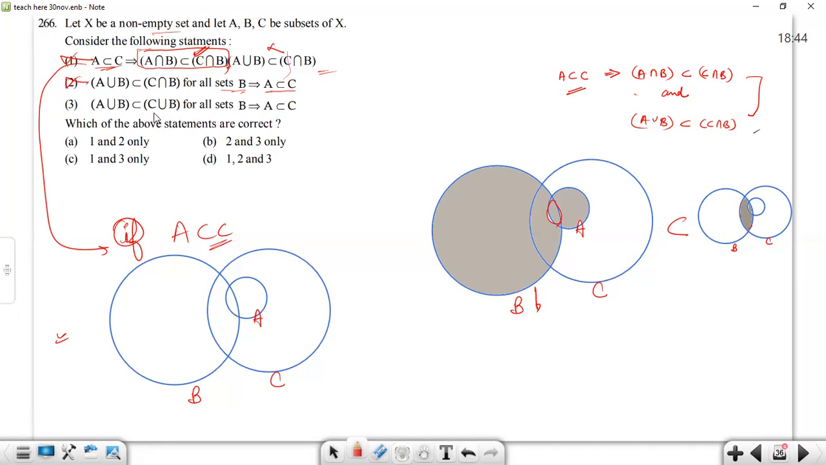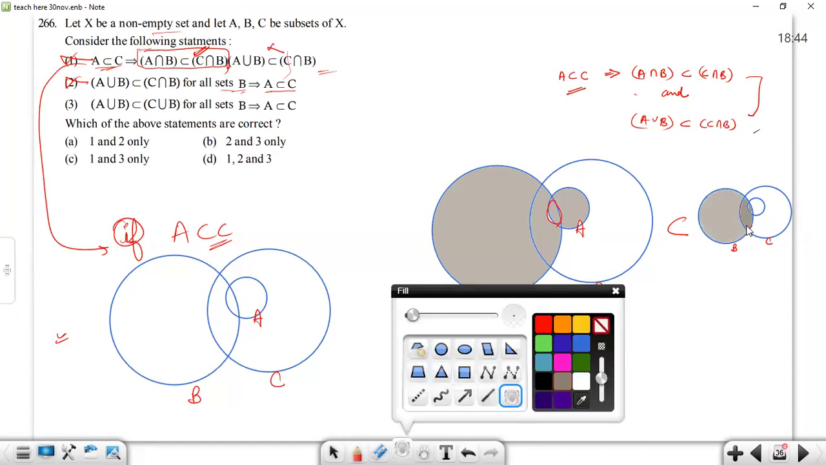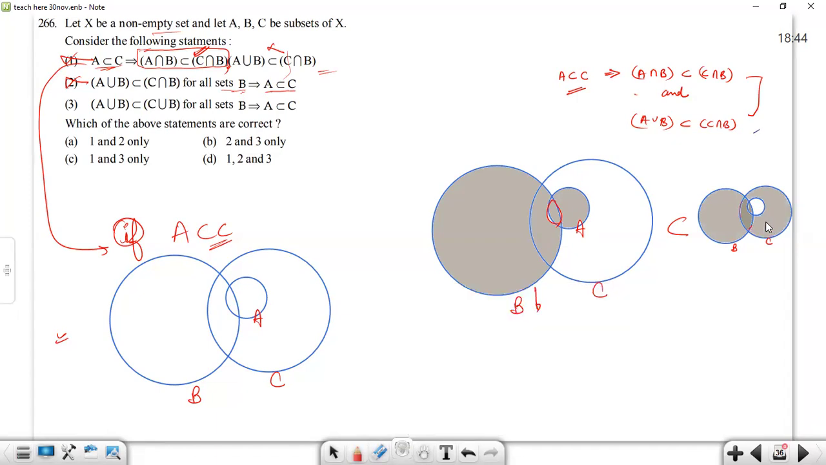Now, this is different. Third statement: A union B is a subset of C union B. So A union B is this, and C union B is this complete. This is B and this is C. So definitely it is true. So the third statement is the only one true, which is not even in the options.